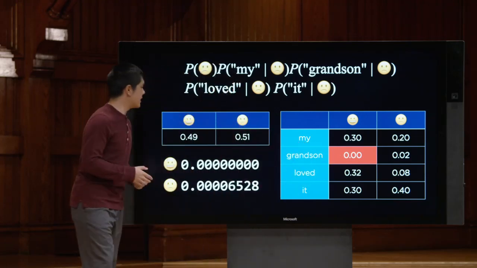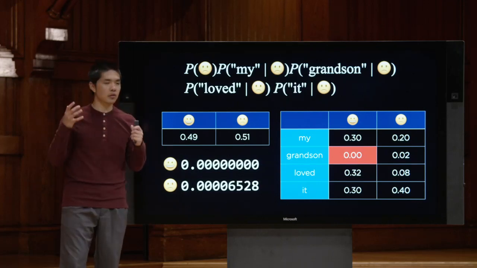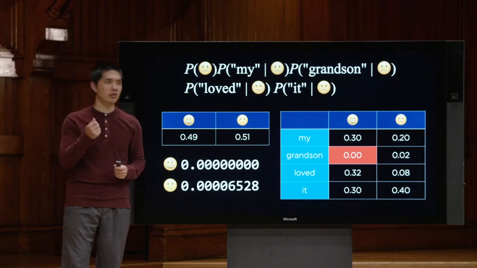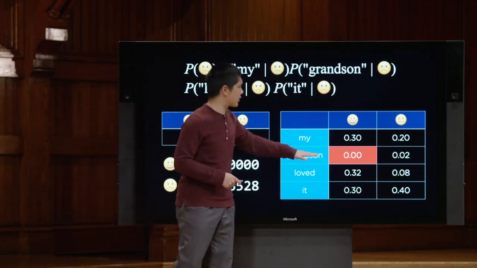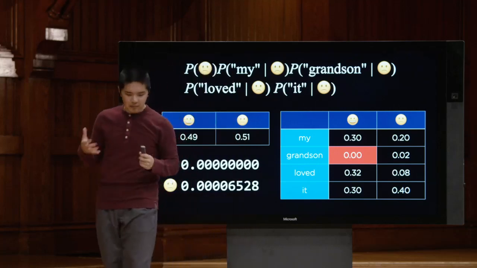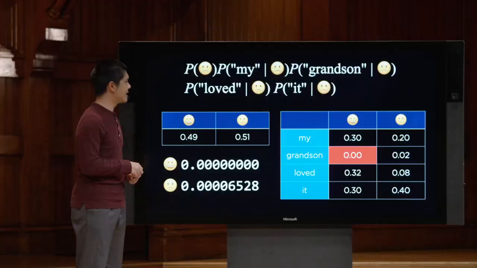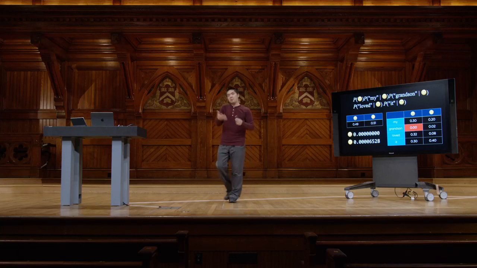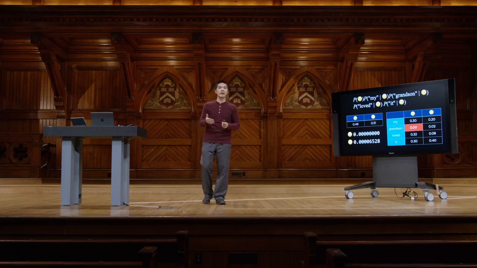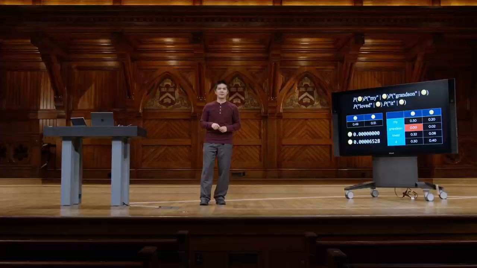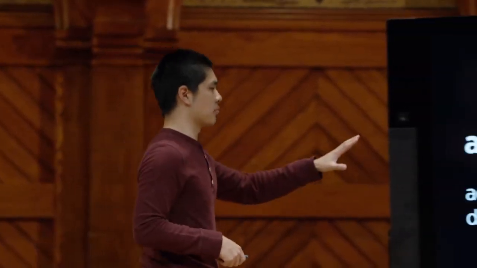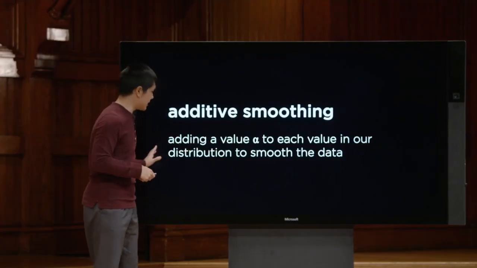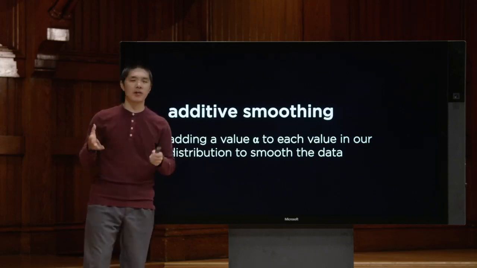And so we're going to say that there's no chance that the review is positive because it contains the word grandson, and in our training data, we've never seen the word grandson appear in a positive sentiment message before. That's probably not the right analysis, because in cases of rare words, it might be the case that nowhere in our training data did we ever see the word grandson appear in a message that has positive sentiment. So what can we do to solve this problem? Well, one thing we'll often do is some kind of additive smoothing, where we add some value alpha to each value in our distribution just to smooth out the data a little bit.